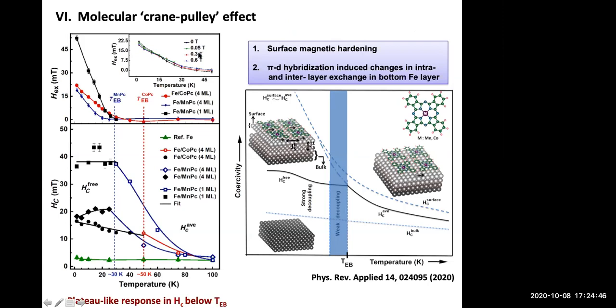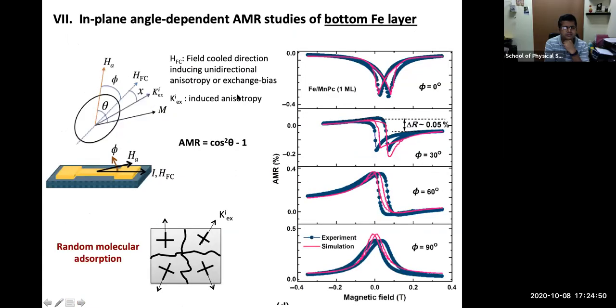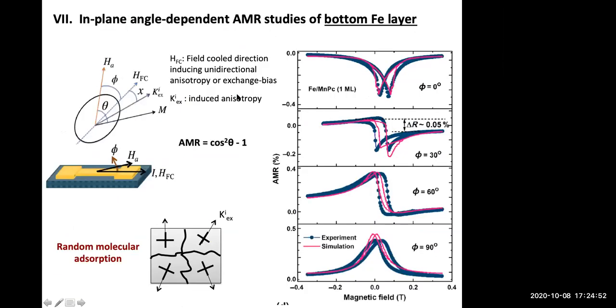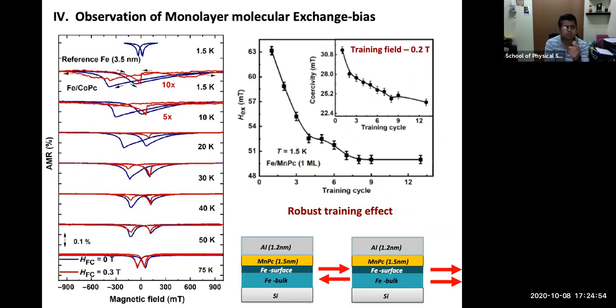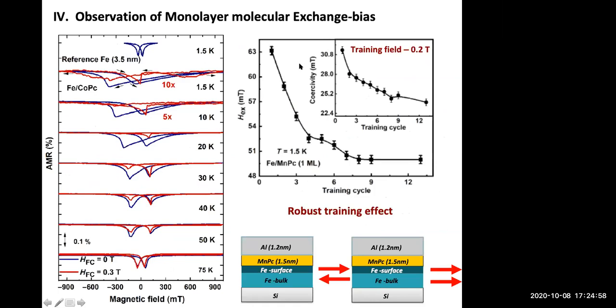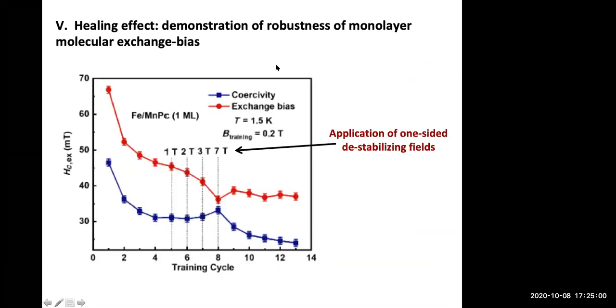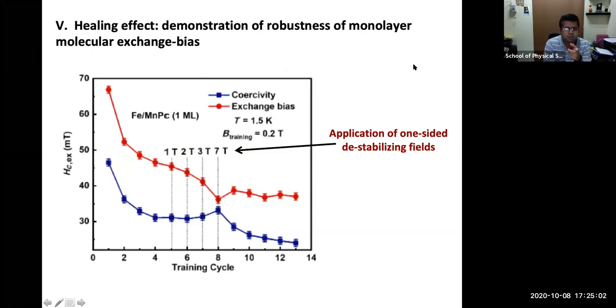Yeah, no, this is field cooled. This is the field cooled value. The other one is the training effect. Training effect, yeah, this one. This one or the next one? No, the next one. This one? Yeah. So here also I didn't get. Then what is this 1 Tesla, 2 Tesla, 7 Tesla?